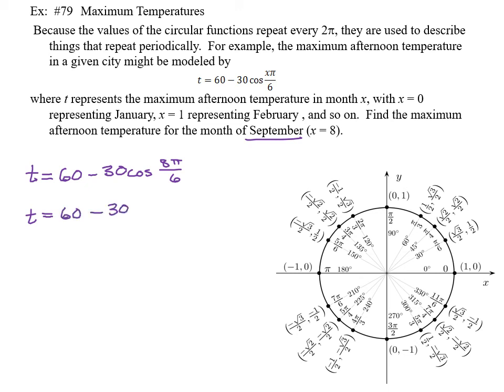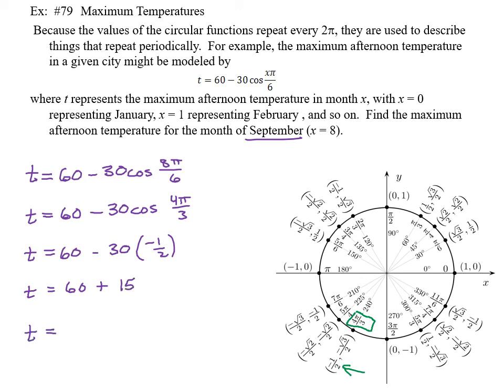Well, 8 pi over 6 does simplify. That's the same thing as 4 pi over 3. And 4 pi over 3 is on our circle. It is right here. And so cosine is the x value. So this negative 1/2 that's sitting there is my x value. So cosine of 4 pi over 3 is negative 1/2. So I'll get 60 plus 15, and I'll get a temperature of about 75 degrees.